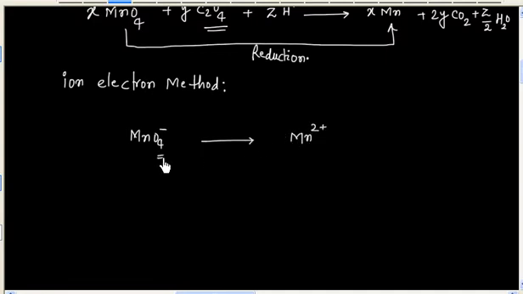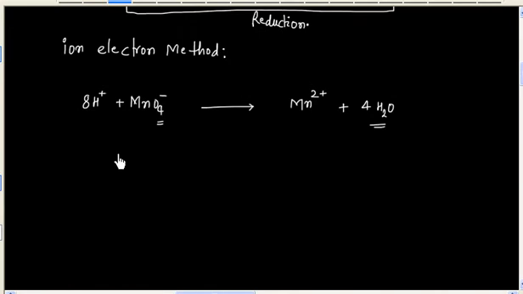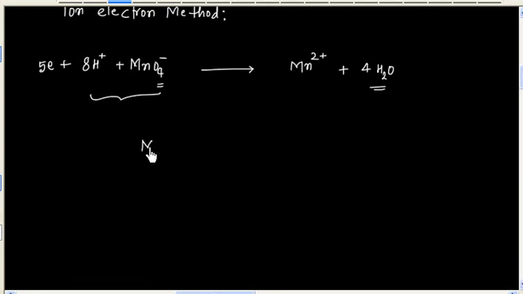So on this side we have 4 oxygen, so let us add 4 H2O. We have 8 hydrogen, so let us add 8 H+. Now on this side we have 5 extra plus charge, so we can add 5 electrons. So this is the balanced half reaction.